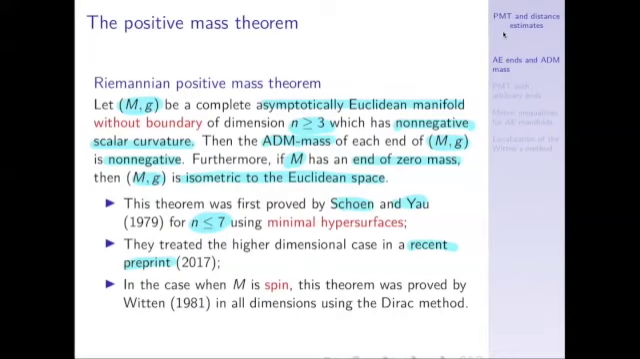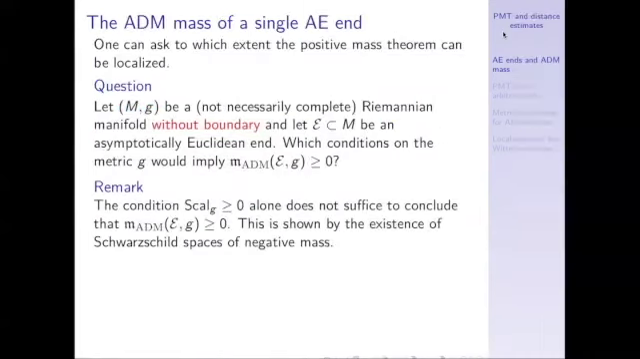In the case when M is spin, the positive mass theorem was proved by Witten using the Dirac method. So in this case, you have no dimensional restriction, but of course, you require the manifold to be spin. Note that the ADM mass of a single end is defined by computing a certain limit of a quantity which is defined within the end itself. And therefore, it is natural to ask to which extent the positive mass theorem can be localized.